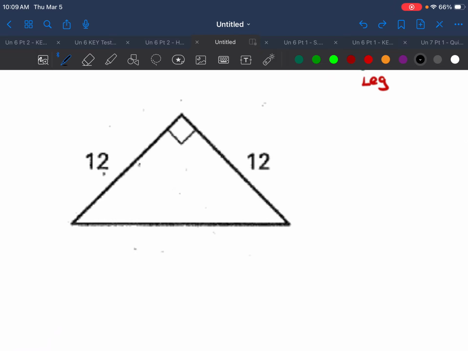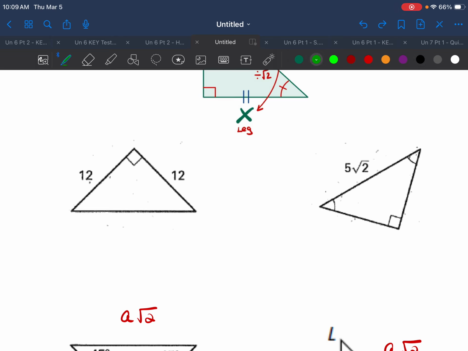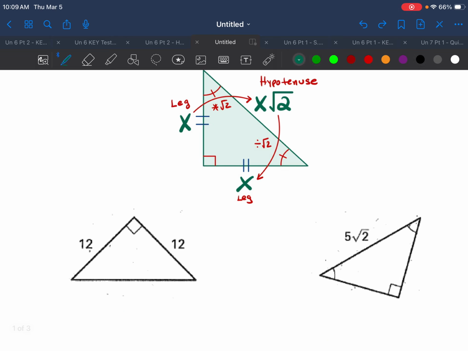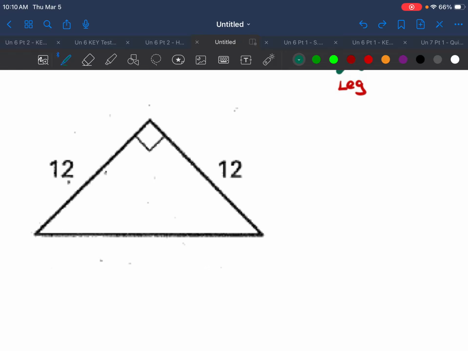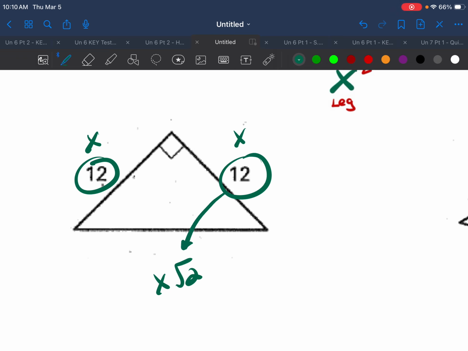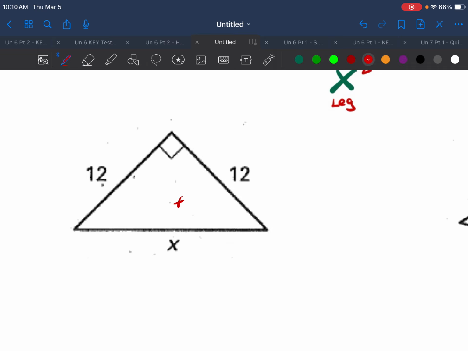So let's look at these two examples. I'll start with the one on the left. I'm actually going to write the rules from above on the figure itself, and I think that's a good idea in the first couple days of doing this. So the rules are x, x, and x radical 2. We have two equal legs. What do we do to the leg to get the hypotenuse? We multiply by radical 2. So long story short, you don't need to use the Pythagorean theorem anymore. We can just simply say that your hypotenuse is 12 radical 2.